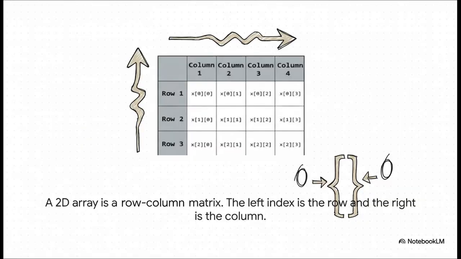So, how do you grab one specific piece of data out of that grid? Well, it's just like a spreadsheet. To get to any single cell, all you need are its coordinates. The first number you give it is the row, and the second is the column. And don't forget the golden rule of C. We always start counting from 0.